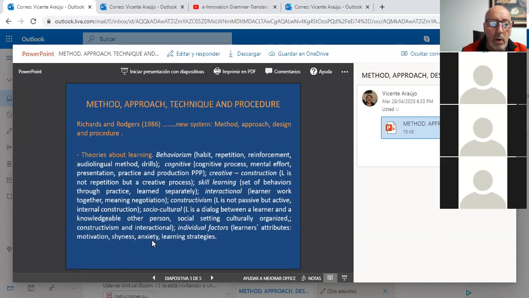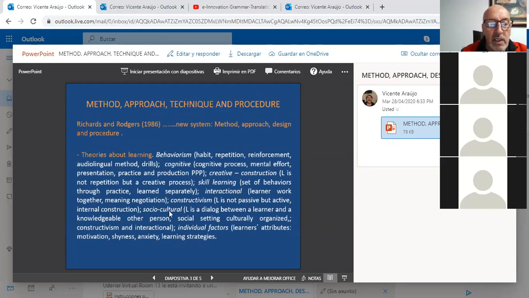Anxiety. What is the role of anxiety when learning? Anxiety is very important, especially in language learning. In an oral test, you might feel anxiety and you might forget everything for that moment, but it does not mean that you don't know anything. And what are the learning strategies?